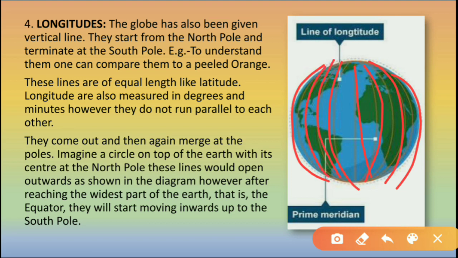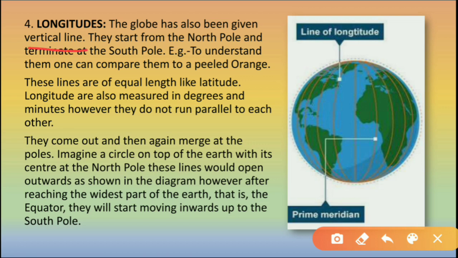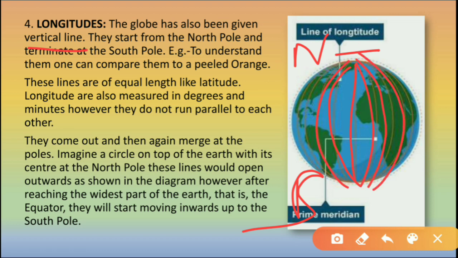go vertically. So here the longitudes are vertical lines. They start from the north pole. This is the north pole, students, this is the south pole. So they start from the north pole and go towards the south pole, like this.